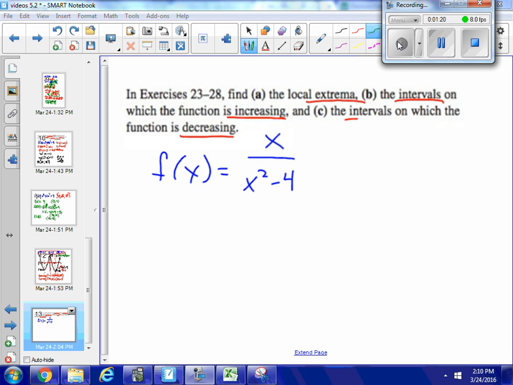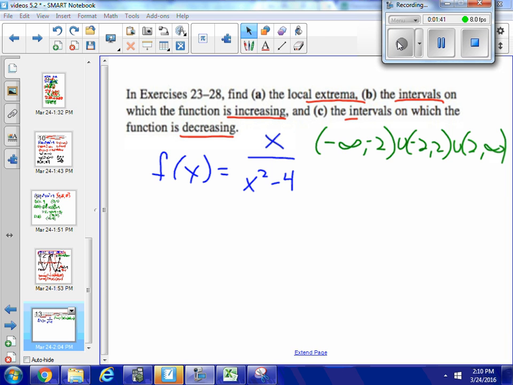So let's write the domain in interval notation. It's going to go from -infinity to -2, union -2 to 2, union 2 to infinity. The only 2 points where I can't have any domain in this function are -2 and 2. Well, okay, let's find what the derivative is.